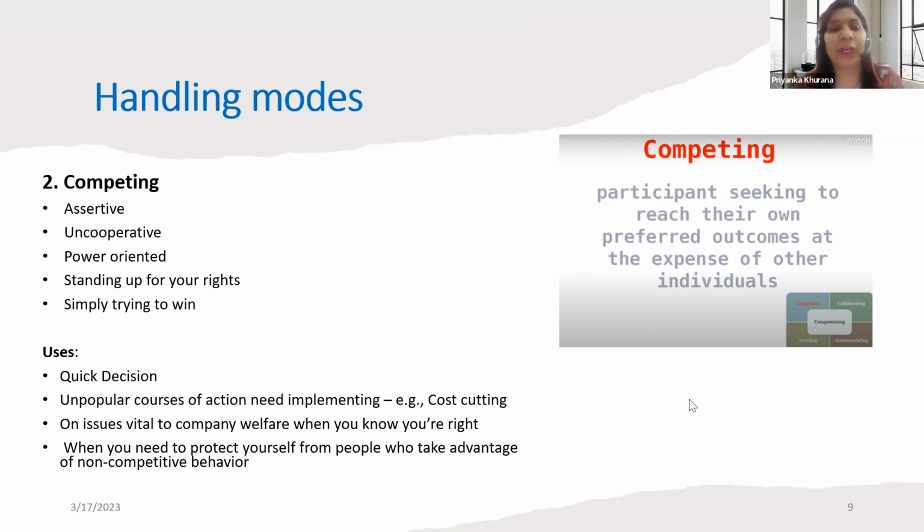Another case is when you need to protect yourself from people who try to take advantage of your non-competitive behavior. During a conflict, if you figure out that the other person is trying to take advantage because you generally tend to accommodate other people's concerns, and you feel that your point is more valid, then you have to turn yourself into a competing mode. These are some of the use cases where we can act in a competing mode. Any questions?